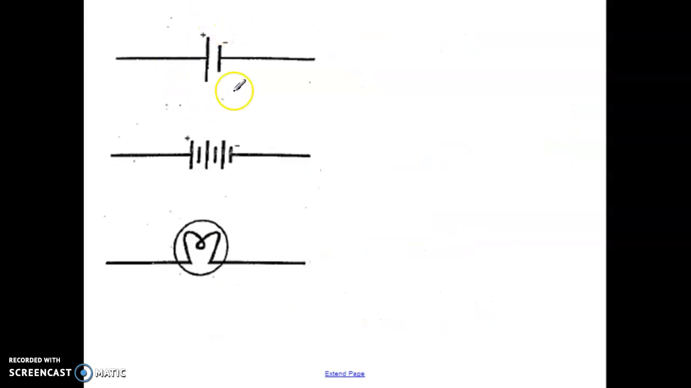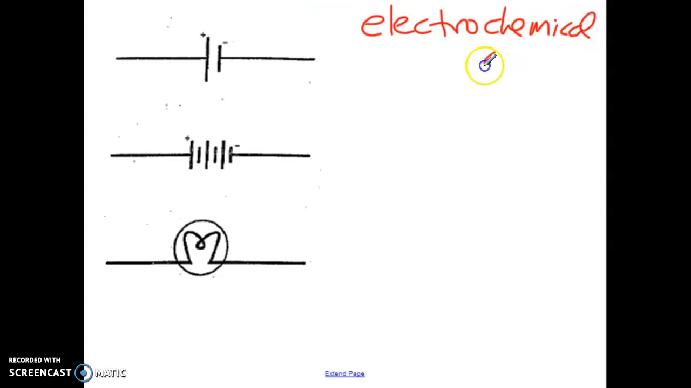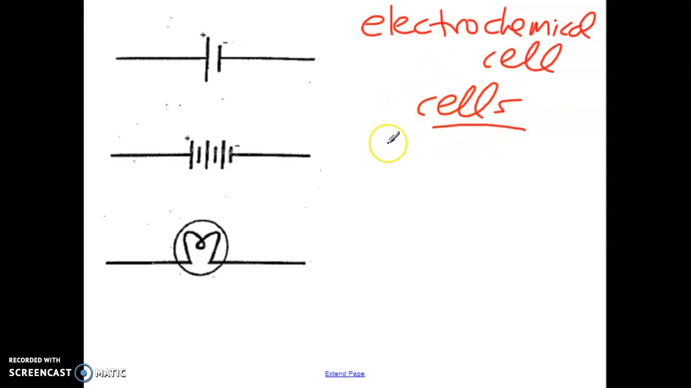Okay, so here we come to some batteries. Batteries also go by a term called an electrochemical cell, or sometimes you'll see them just called cells, okay? So when we say cells in circuits, we're not talking about cells like inside of our bodies or in a bacteria, right? We're talking about cells in terms of battery cells.